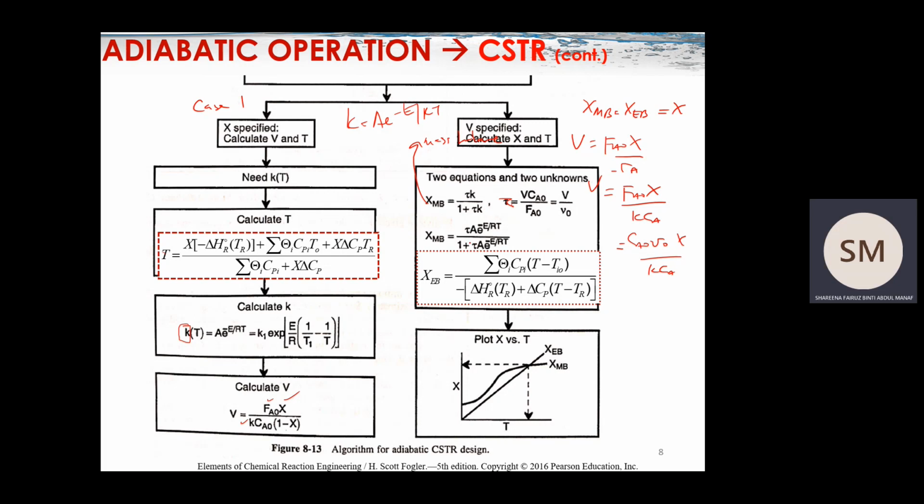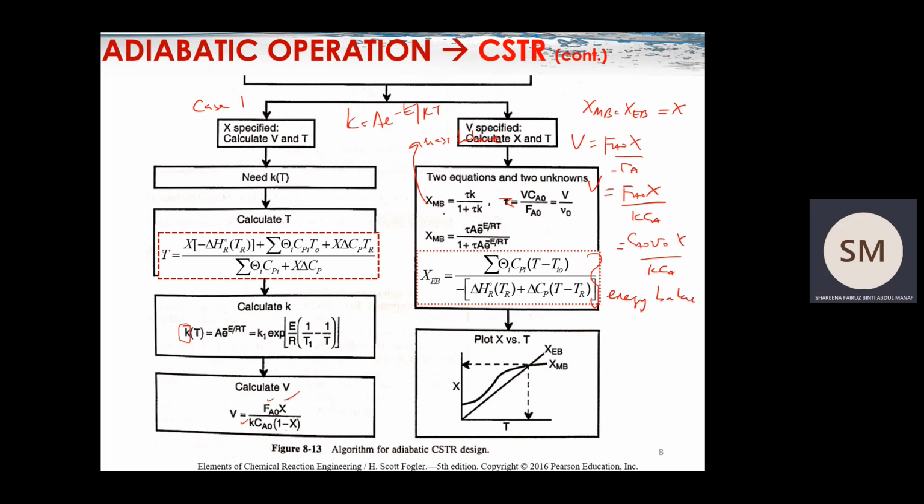Okay, so daripada situ you will be able first to calculate what is the XMB. Okay, masukkan je nilai tau and K. Okay, and XEB is you dapat daripada, this is from the energy balance equation. Okay, just you arrangekan dia.